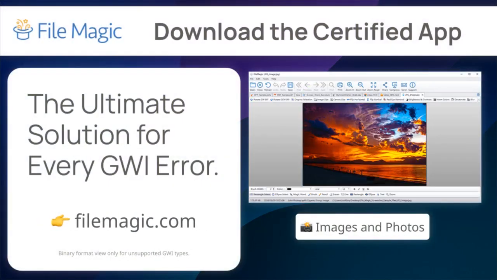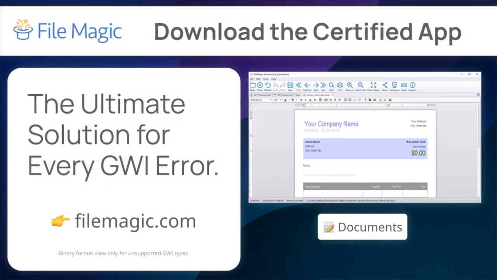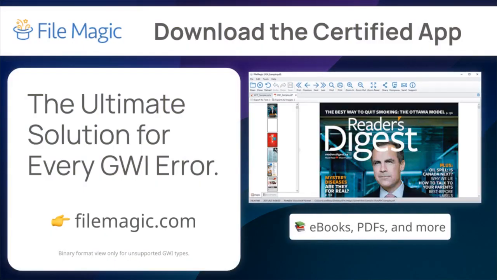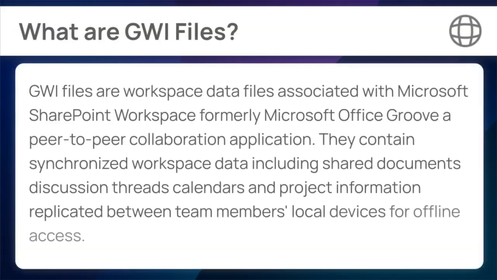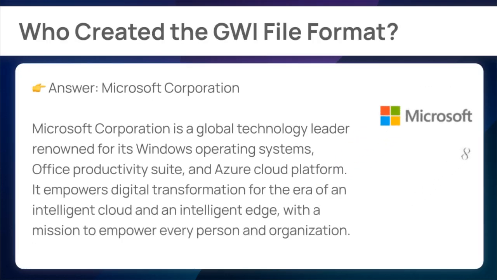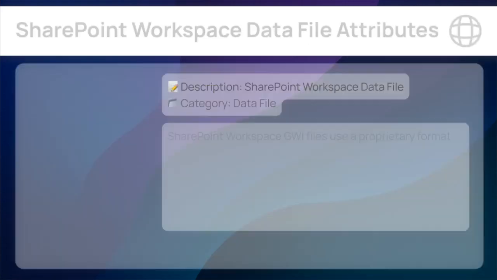This solution is entirely reliant on one powerful GWI file inspection tool that you can use for hundreds of other file issues and formats. GWI files are workspace data files associated with Microsoft SharePoint Workspace, formerly Microsoft Office Groove, a peer-to-peer collaboration application. They contain synchronized workspace data, including shared documents, discussion threads, calendars, and project information replicated between team members' local devices for offline access.